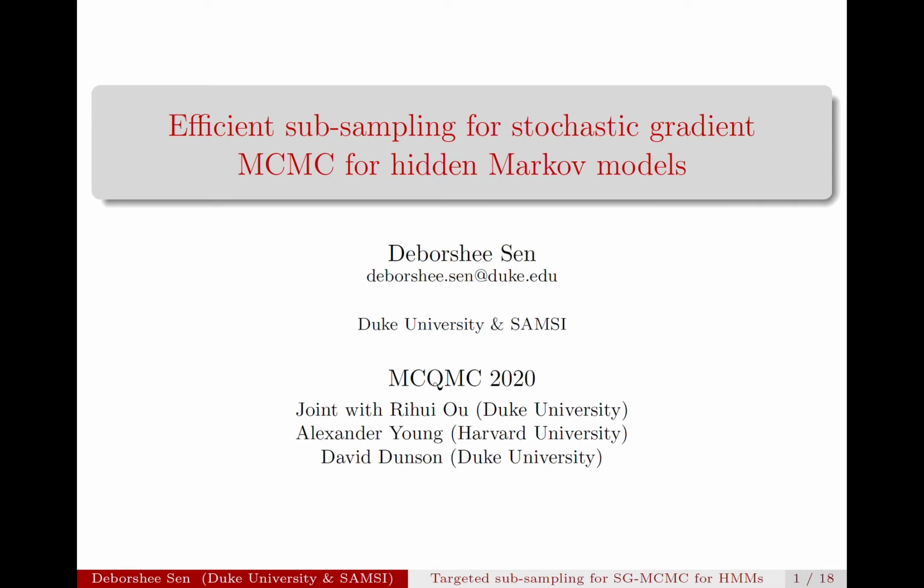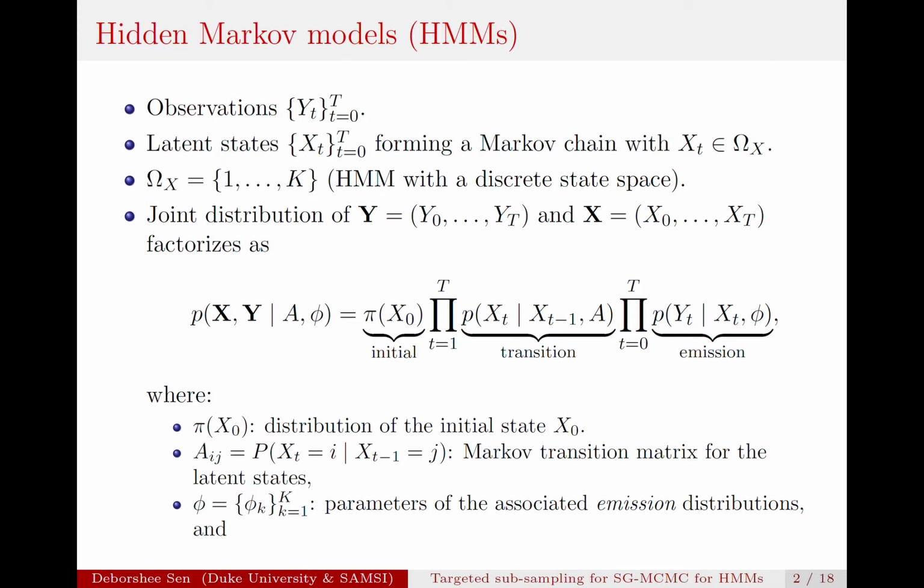So my name is Deborshee. I'm a postdoc at Duke University and also at SAMSI, the Statistical and Applied Mathematical Sciences Institute. I'm going to be talking about efficiency of sampling for stochastic gradient MCMC for hidden Markov models. This is joint work with Rihui, a graduate student at Duke, Alex, who is faculty at Harvard and was earlier a postdoc at Duke, and David Dunson, who's my mentor here at Duke. Okay, I'll jump right into it.